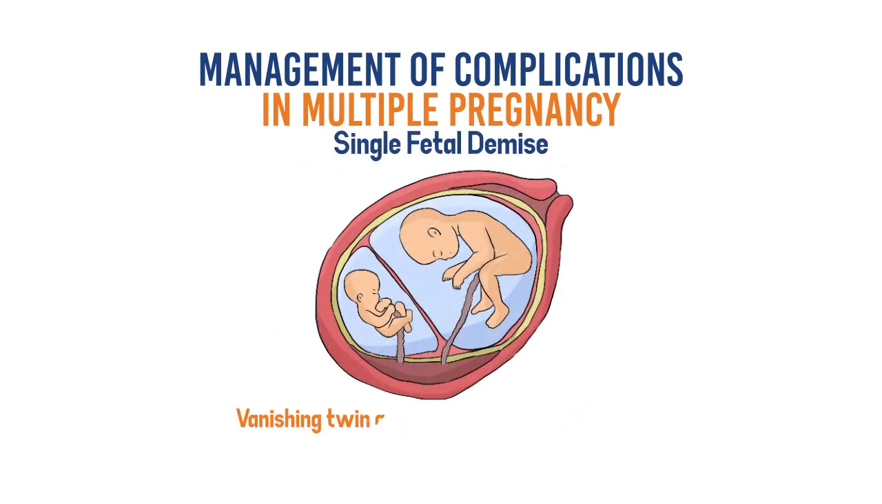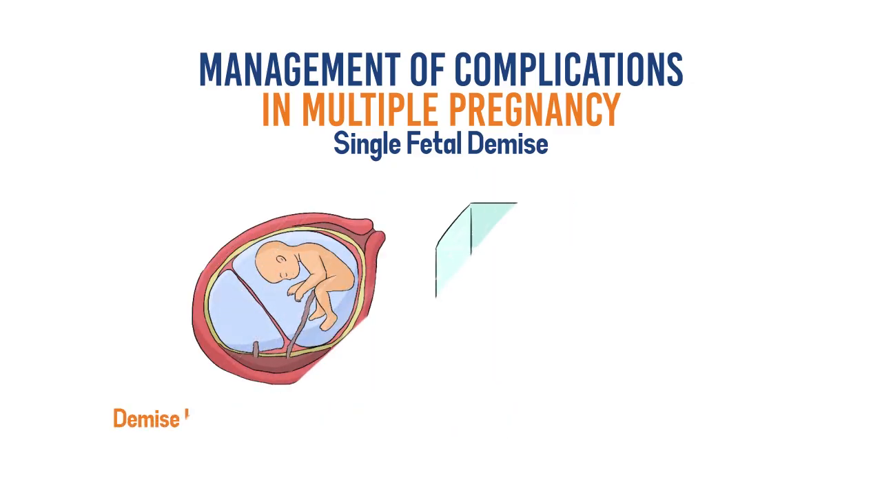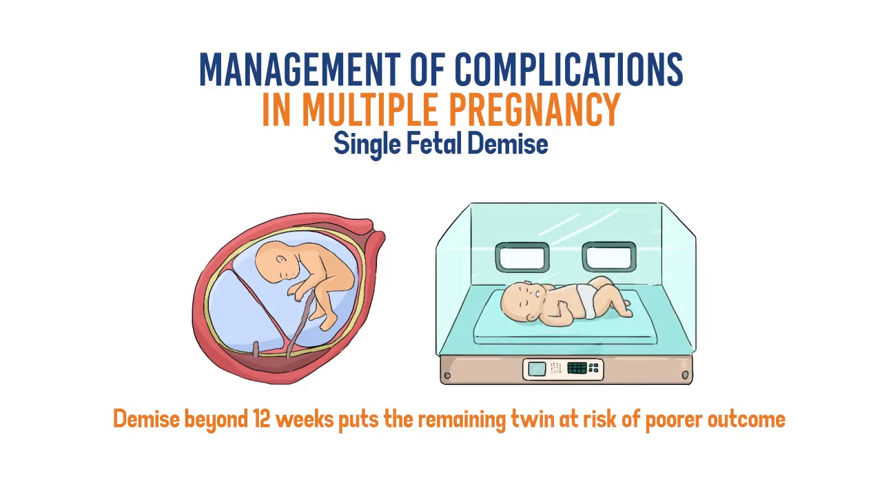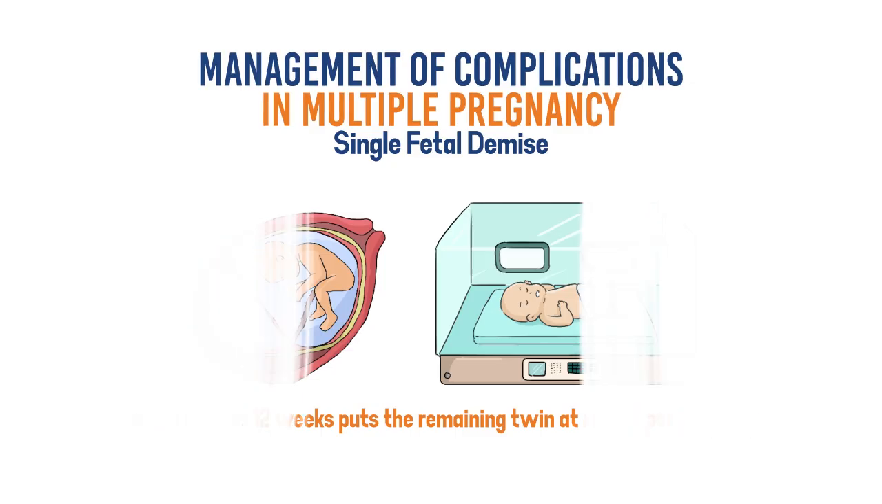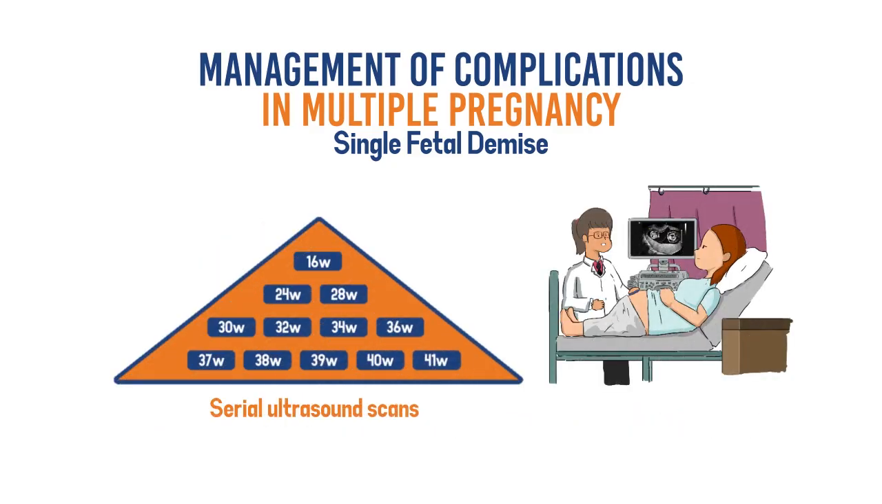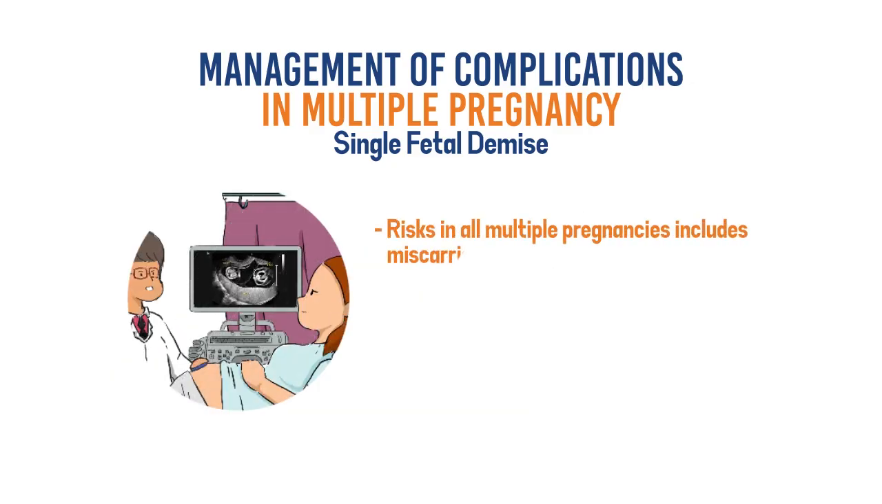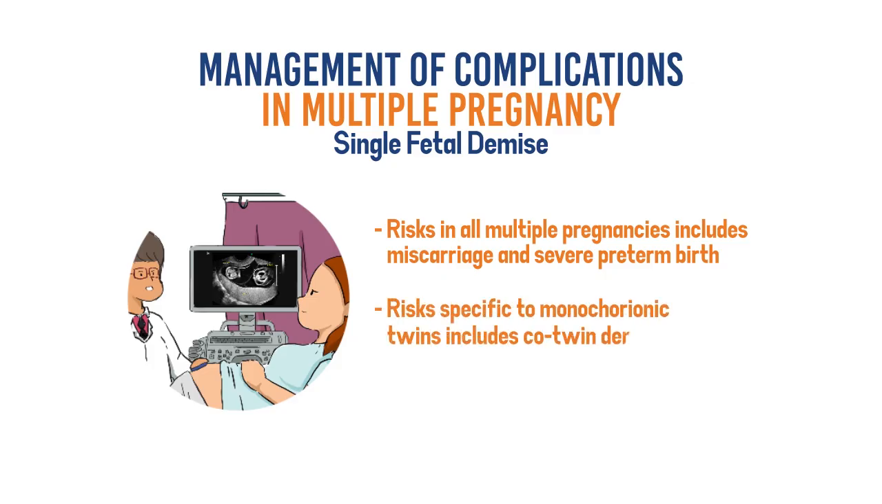Early demise is termed the vanishing twin and occurs in 25% of cases. Demise beyond 12 weeks puts the remaining twin at risk of poorer outcome. Management is conservative with serial ultrasound scans. Risks in all multiple pregnancies include miscarriage and severe preterm birth. Risk specific to monochorionic twins includes co-twin demise and neurological abnormality.